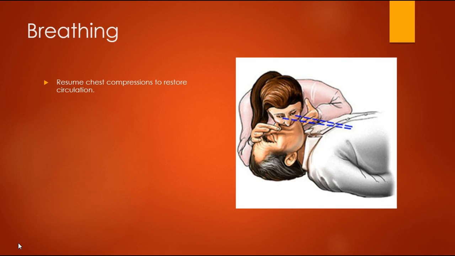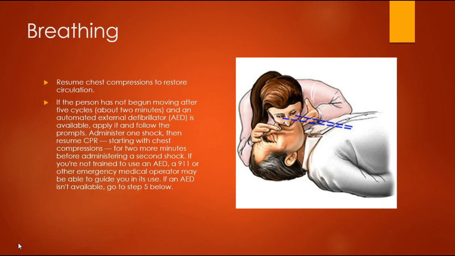Then you resume your chest compressions to restore their circulation. If the person has not begun moving after 5 cycles, which is about 2 minutes, and you do have that defibrillator, you can give them 1 shock. All right, we're just going to skip over that below. What I want you to do now is take a moment and type what you should do to check somebody's airway using correct punctuation.